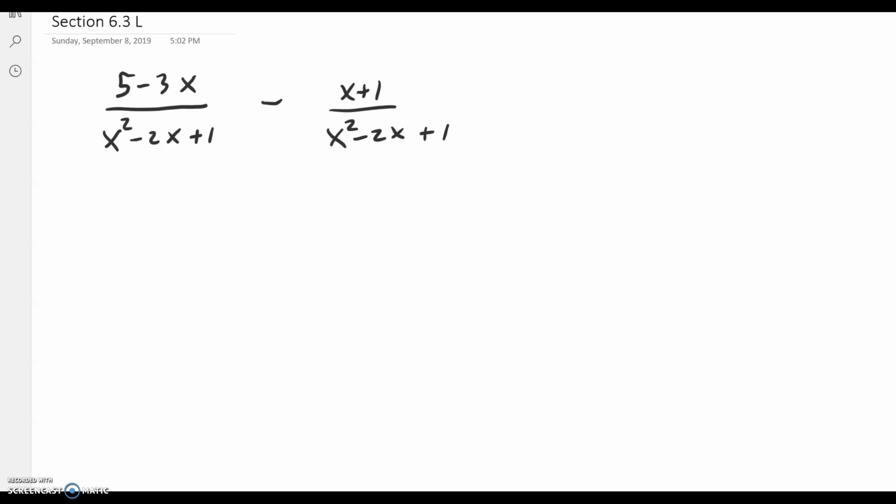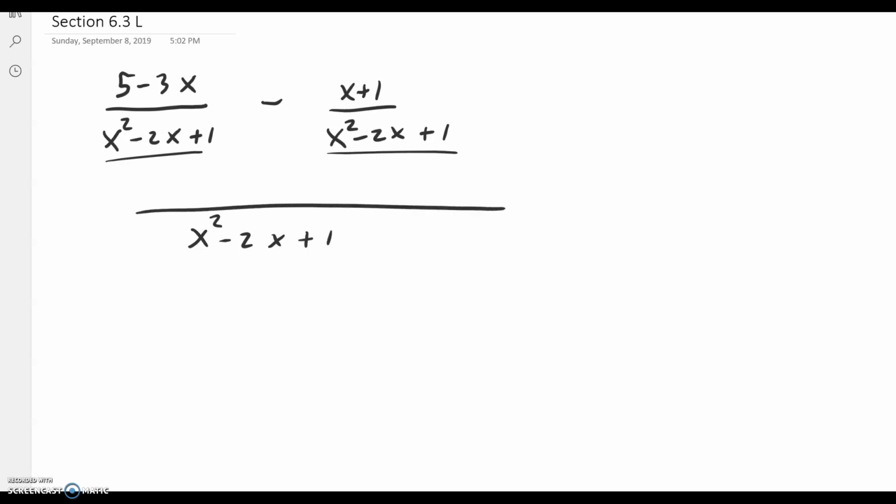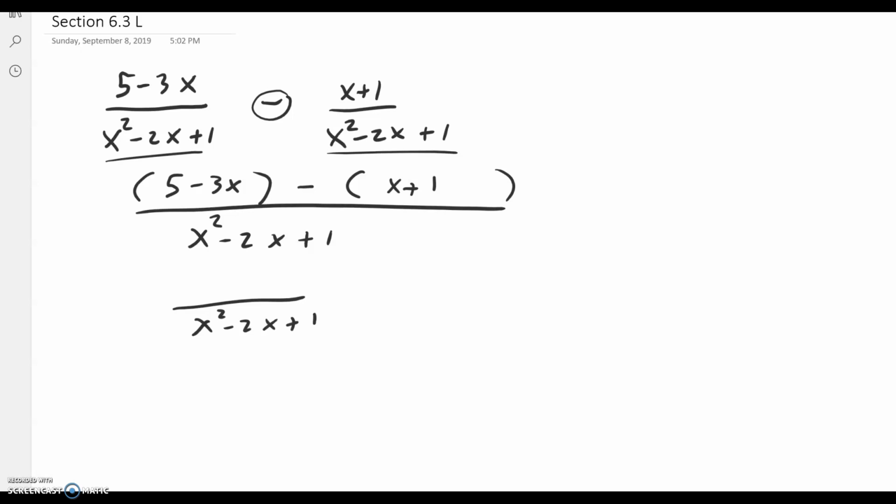If we're adding or subtracting fractions that already have common denominators, we get to skip quite a few steps. We write down the common denominator, and then the safest thing to do in the numerator is to put two parentheses, pretty large parentheses, and put whatever this sign is in between them to remind ourselves what it is we're doing. We've got a 5 minus a 3x, and we've got an x plus a 1, but we're subtracting all of x plus 1. And that can be a little bit tricky. It can be easy to forget what to do.